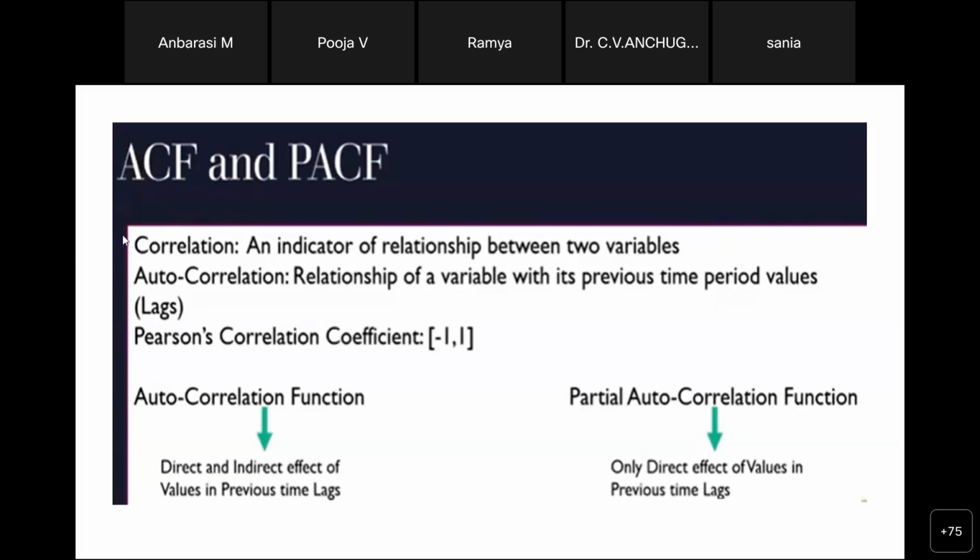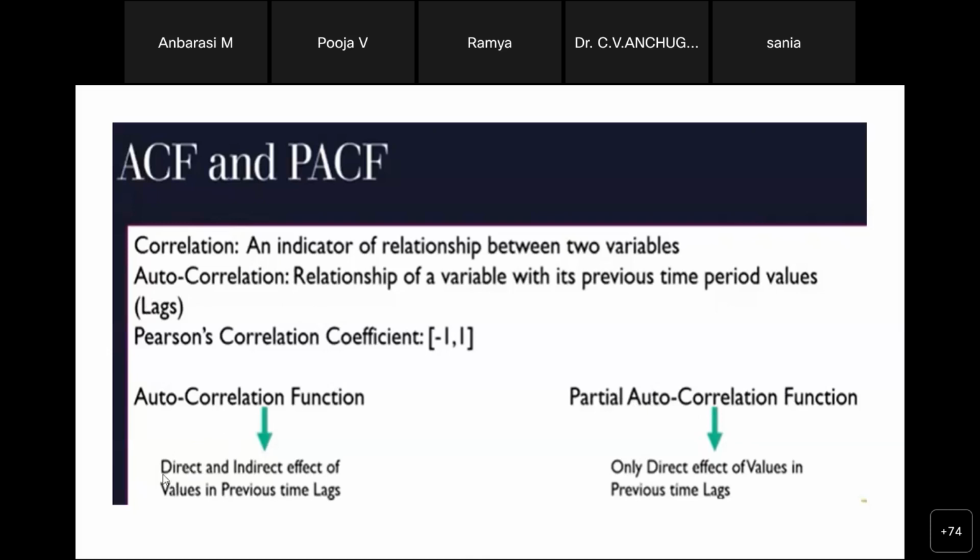For that purpose only we will go for this correlation. So autocorrelation is nothing but the relationship of the variable with the previous time period values. Okay, so that is what we can call an autocorrelation. So generally, for autoregression we will use a partial autocorrelation. Moving average will be using an autocorrelation.